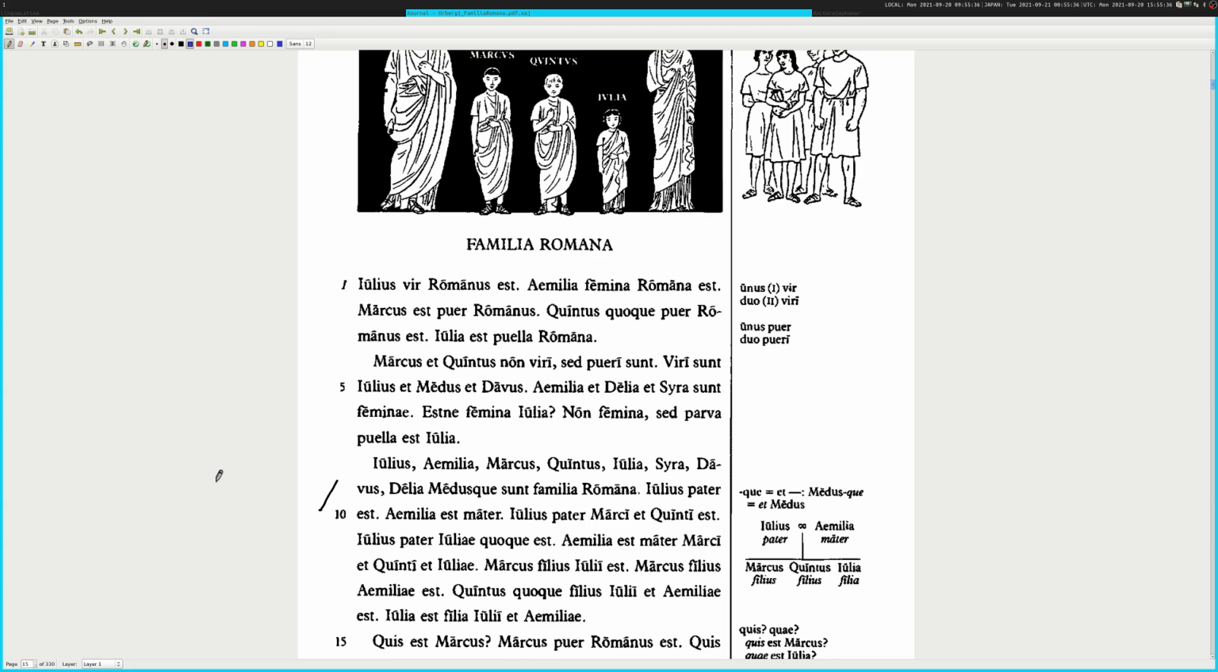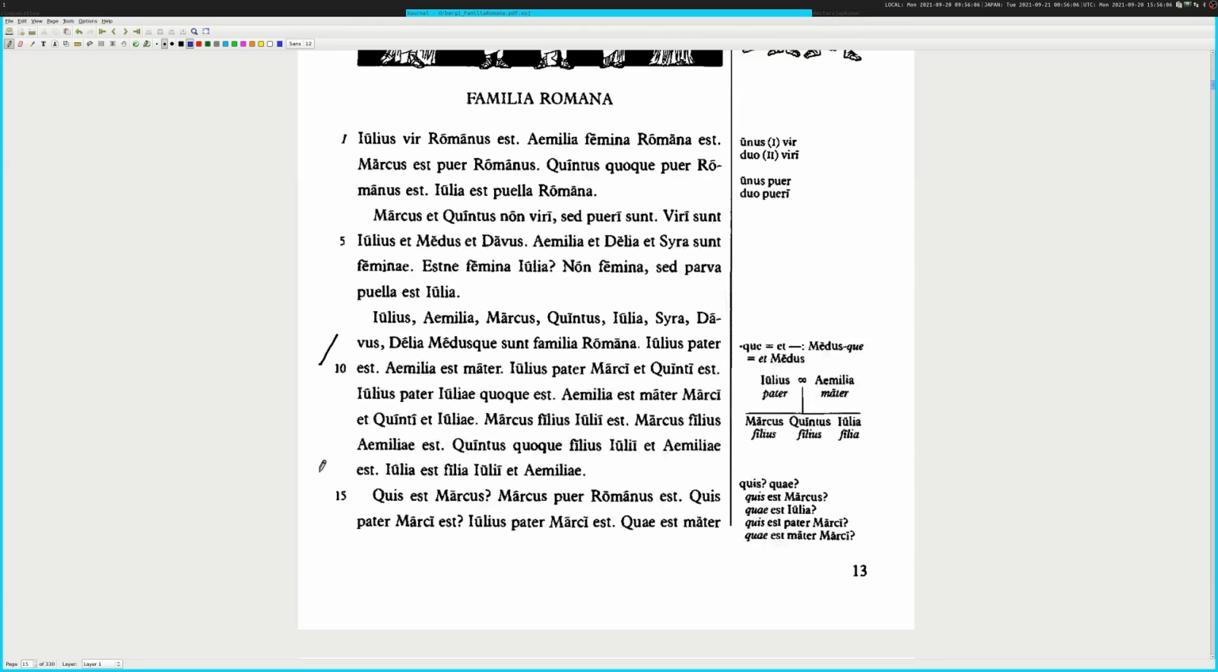Marcus is the boy of Julius. Okay. So that's what, so that, okay, filius means son. Okay. Marcus is filius of Aemilia. Okay. Quintus is also the filius of Julius and Aemilia est. Okay. Julia is the daughter, so filius means son, filia must mean daughter of Aemilia. Okay. What is Marcus? Marcus is the oldest son. Marcus is a Roman boy.